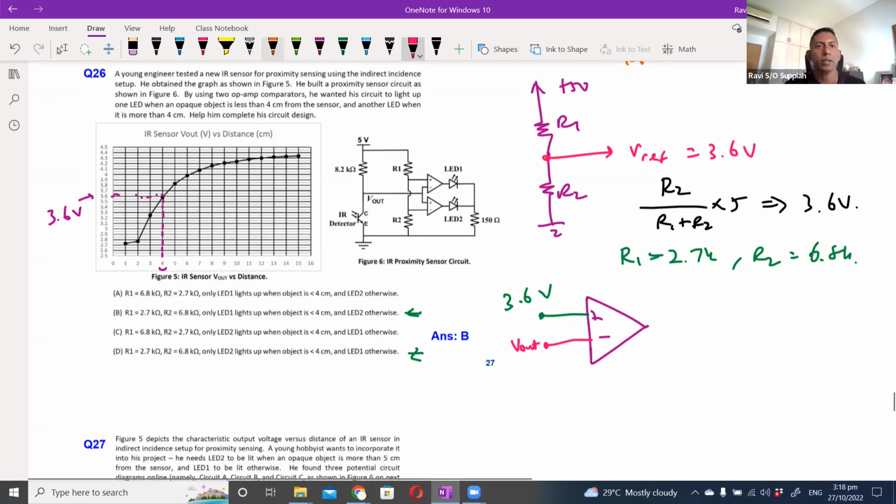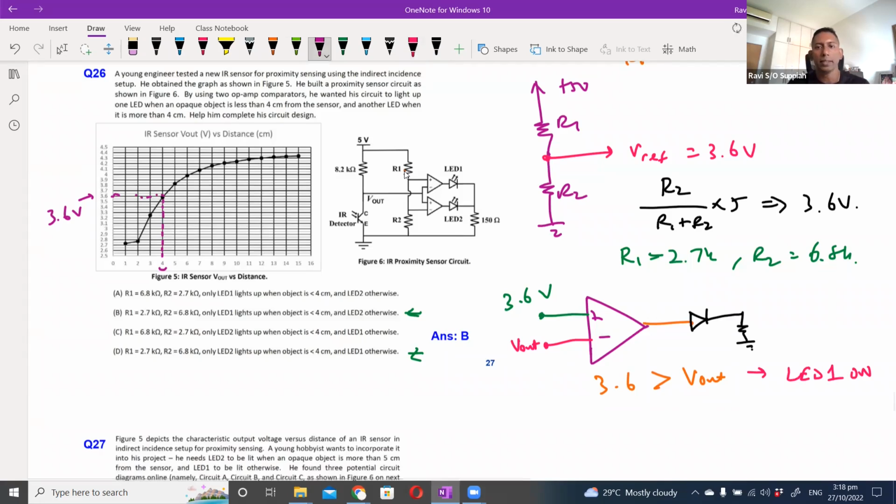Now let's look at a scenario. If I say that my 3.6 volt is greater than my Vout, this is a comparator, and I'm connecting my LED over here. If this condition is true, 3.6 volt is greater than Vout, then my LED 1 will be on. Correct? LED 1 will be on.